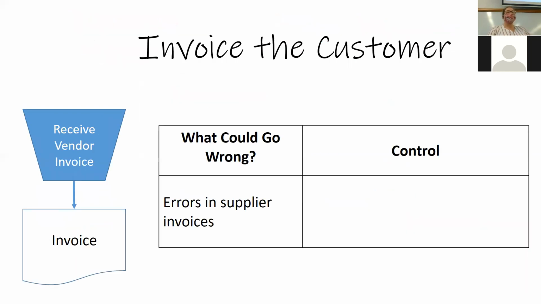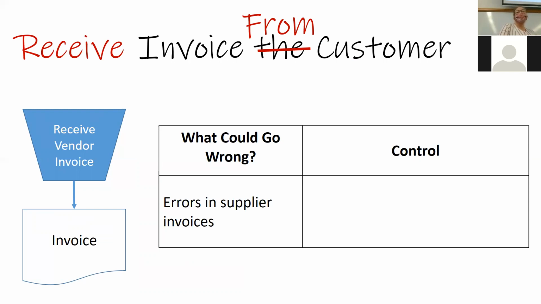So again, in the selling process, we are generating an invoice to the customer. In the purchasing process, we're receiving the invoice from the supplier. So it's the same grouping of controls that you would see when you generate an invoice to your customer. This time we're on the receiving end. So what could go wrong?